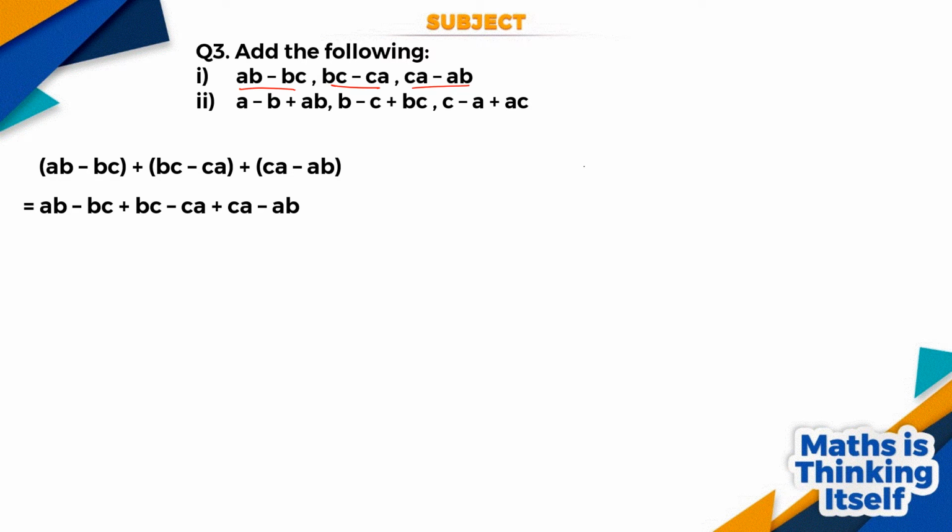Then after the important step is finding out the like terms. AB, like term to AB is here, for BC here, and for CA. So collecting the like terms and combine them.